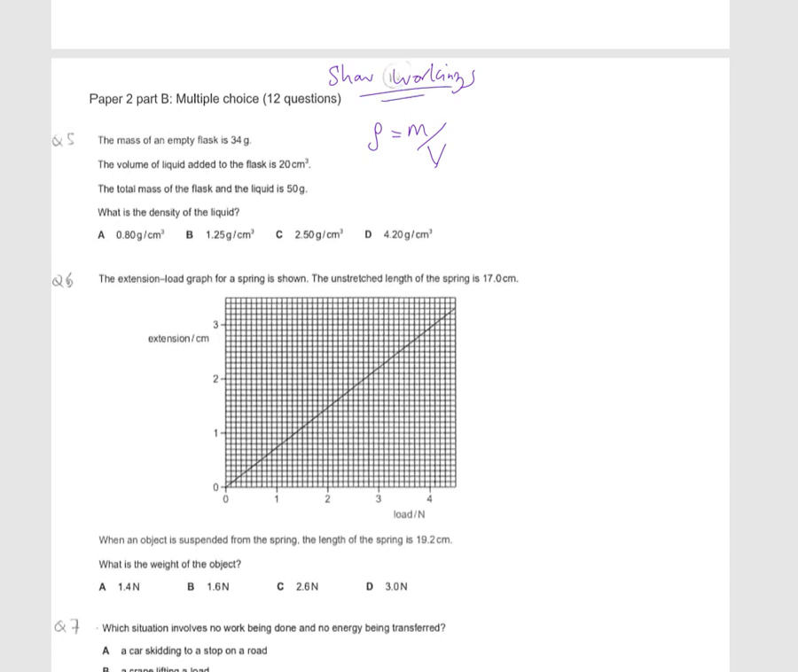Okay. Now we need to work out the mass of the liquid. So we've got the mass of the empty flask. We've got the total mass in this case. So the mass of the liquid would be the total mass 50, take away 34, divided by the volume of the liquid in this case. And this will give us 0.8, so therefore the answer is A in this case. Again, I need to see your working out.